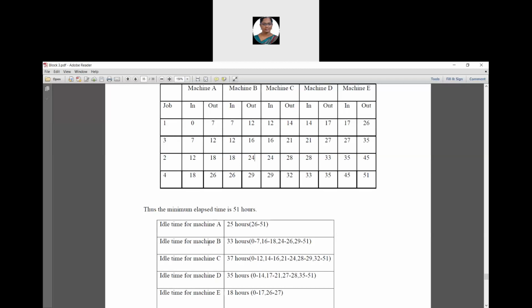Then idle time for machine B is calculated by first in value in machine B, first in value 7, plus the difference between 12 and 12 is 0, the difference between 18 and 16 is 2, the difference between 26 and 24 is 2, and plus the difference between total elapsed time 51 minus final out value 29. It is 33 hours.